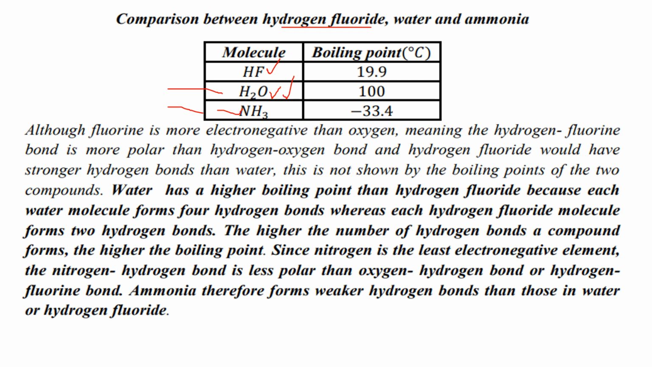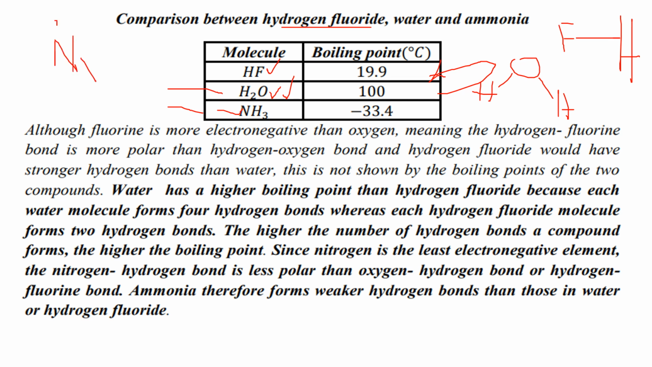So if you look at water, water is going to have 2 hydrogen bonds. If you look at fluorine, fluorine is going to have 1 hydrogen bond. So that's why the boiling point of water is greater than the boiling point of hydrogen fluoride. But if you look at ammonia, ammonia is going to have 3 hydrogen bonds. But however, its boiling point is way below that of water and that of hydrogen fluoride. Now let's look at the reason for that.